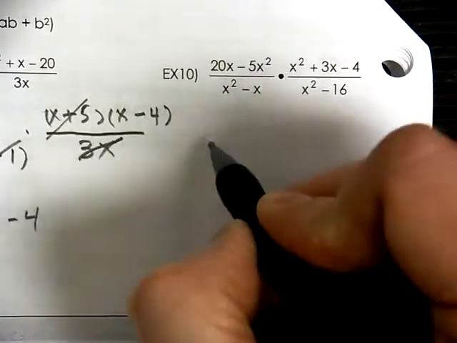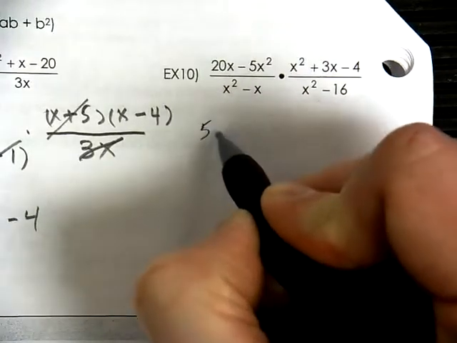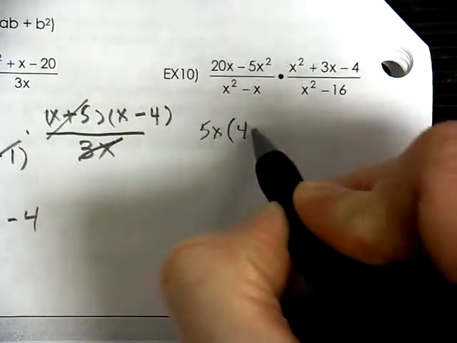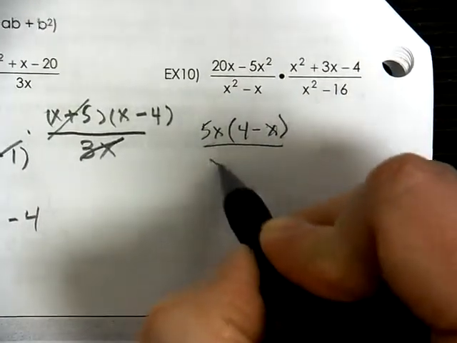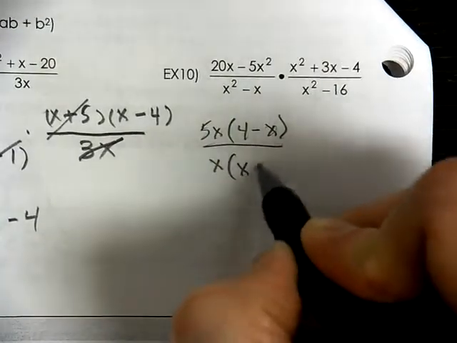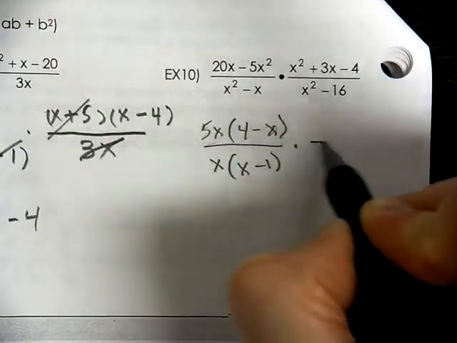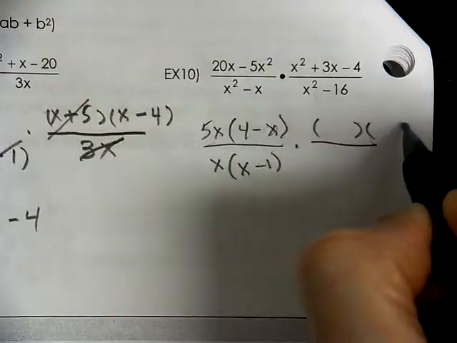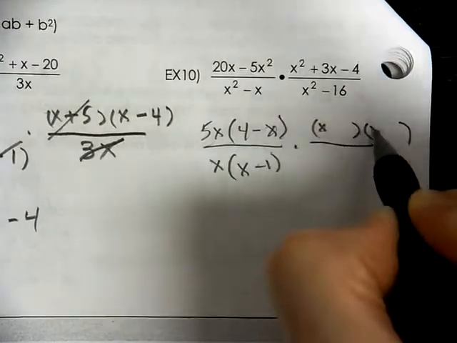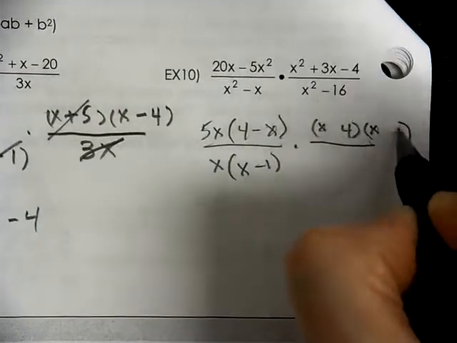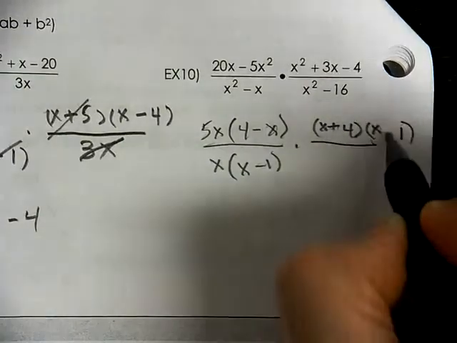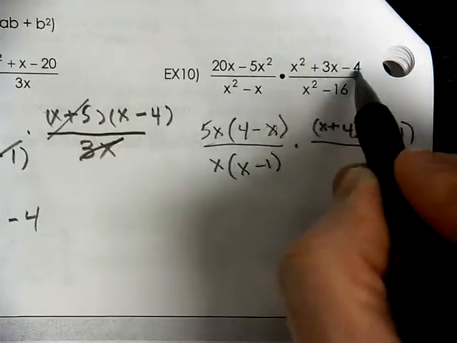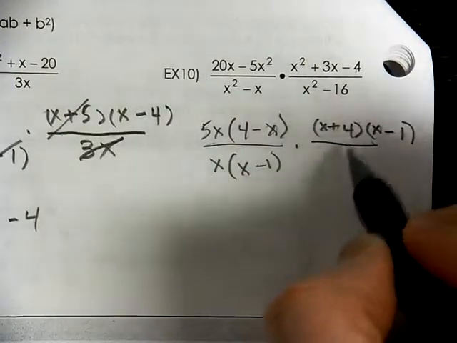We're going to factor the top, the GCF. You can factor out a 5x, and you're left with 4 minus x. The bottom, you're going to factor out an x, and you're left with an x minus 1. The top is an x and an x, 4 and 1. You need more positives, and a negative 1 to multiply to be a negative and add to be a positive.